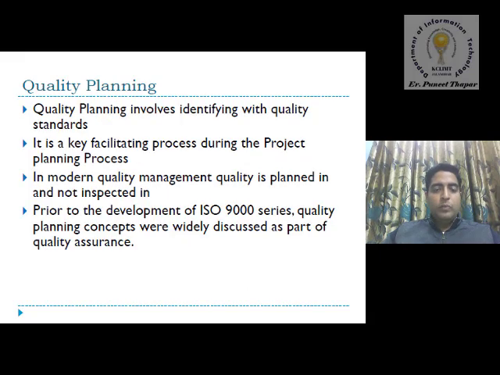In this, quality planning involves identifying which quality standards we adopt. It is a key facilitating process during the project planning process also. In modern quality management, quality is planned in, not inspected. It means in a modern quality management system, we plan the quality, not inspect the quality. Prior to the development of the ISO 9000 series, as we already discussed, quality planning concepts were widely discussed as a part of quality assurance. We assure that this project or this product is qualitative. But on the basis of quality planning, we have to plan before development, so that we develop a quality product.